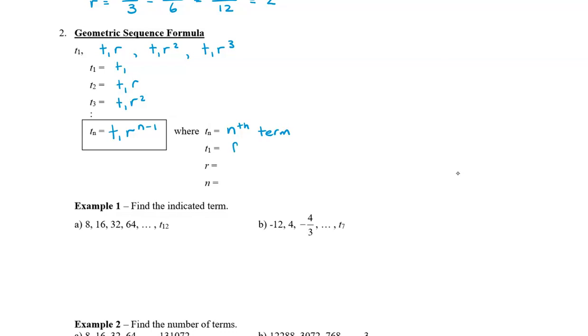T1 is our first term. R is the common ratio. And then n is the number of terms. So notice the number of terms is n, and we are looking for the nth term. So let's take a look at an example.